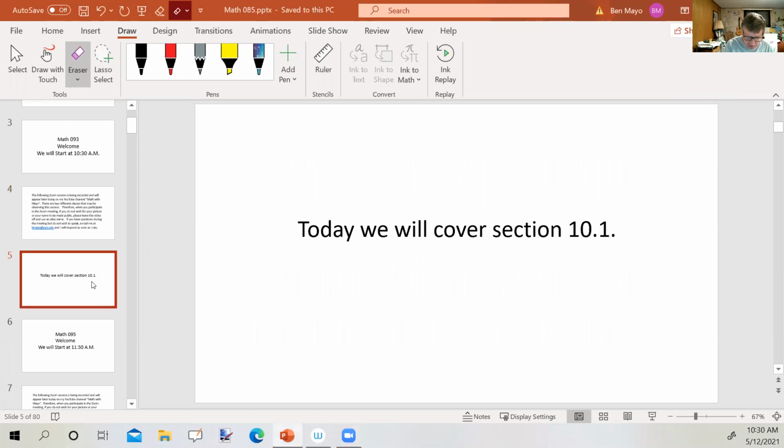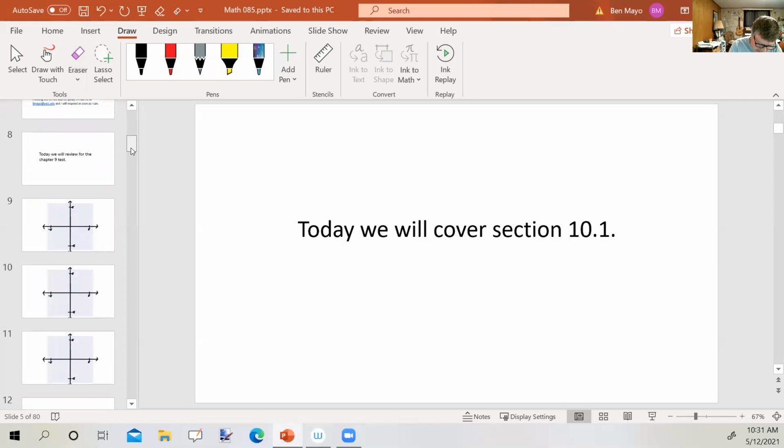All right, so today we're going to start chapter 10, section 10.1, and the subject is called the square root property. So let's take a look at that.